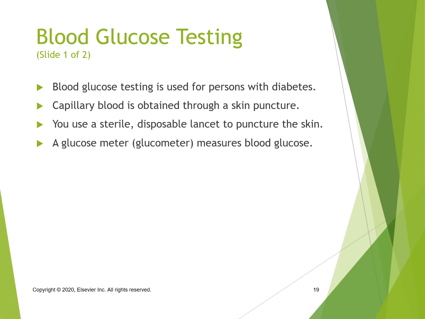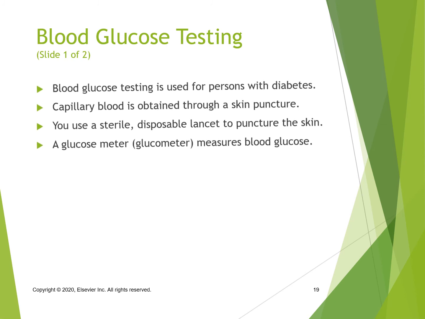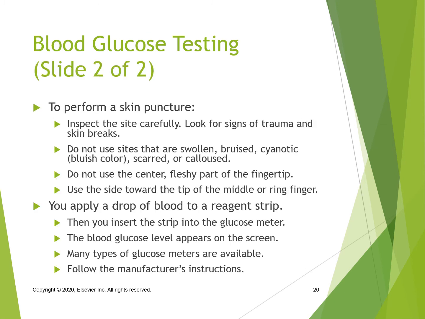Capillary blood is obtained through a skin puncture. You use a sterile disposable lancet to puncture the skin. A glucometer measures blood glucose. Calluses often form over frequently used areas such as the tips of the thumbs and index fingers. Therefore, thumbs and index fingers are not good skin puncture sites, especially on men.